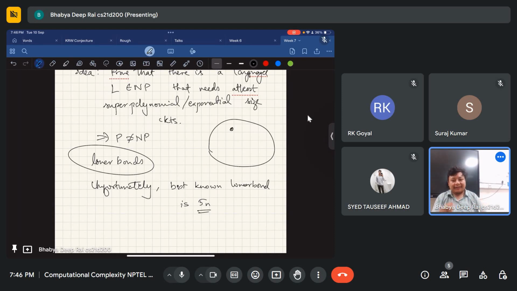And proving lower bounds is a notoriously difficult task. Even to prove something like a lower bound for parity, XOR, that is, even to show that XOR requires certain size circuits, even small size circuits, it is an incredibly difficult job. And to prove that a particular problem requires exponential size circuits or super polynomial size circuits is insanely difficult to do.